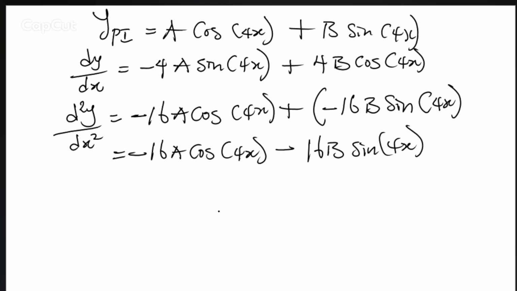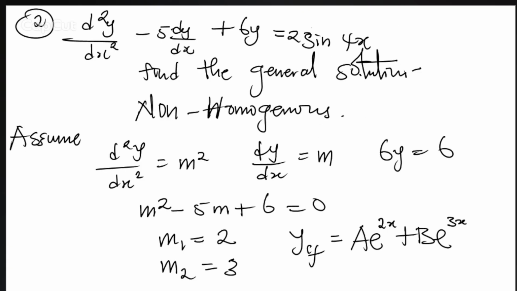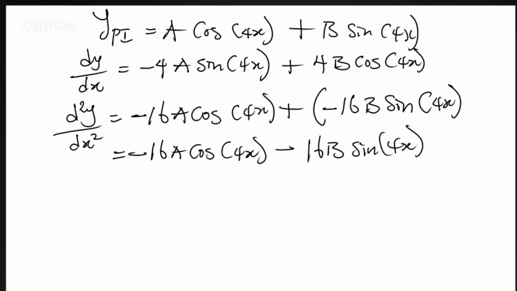What do you do next? You pick this equation and you replace it wherever we are seeing our given equation, d square y over dx square minus 5dy over dx plus 6y, and that will be equal to 2 sine 4x. Are we together? So if we do that, the first thing you need to do is to get d square y over dx square. We have that to be minus 16a cos 4x.